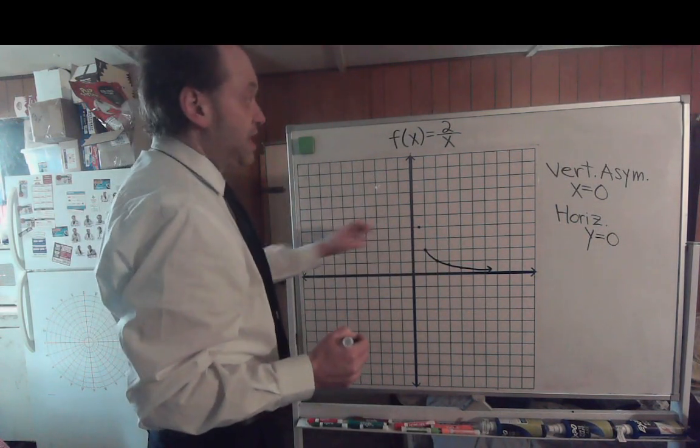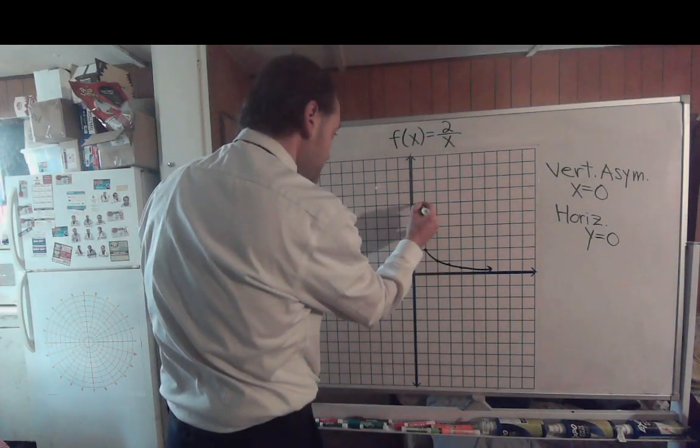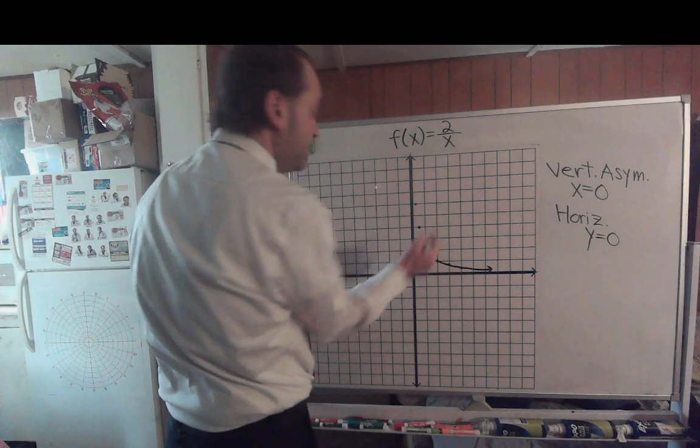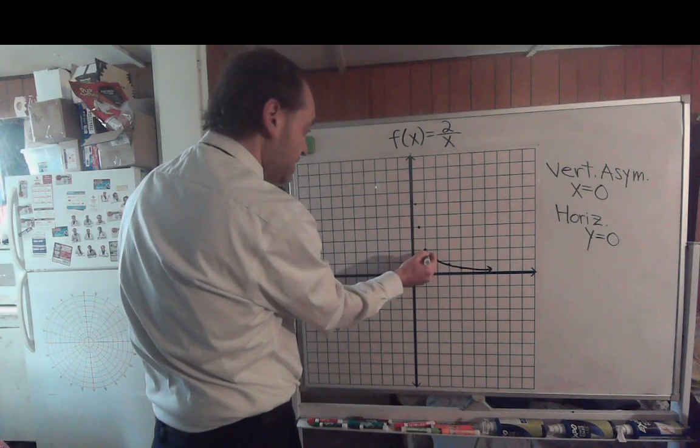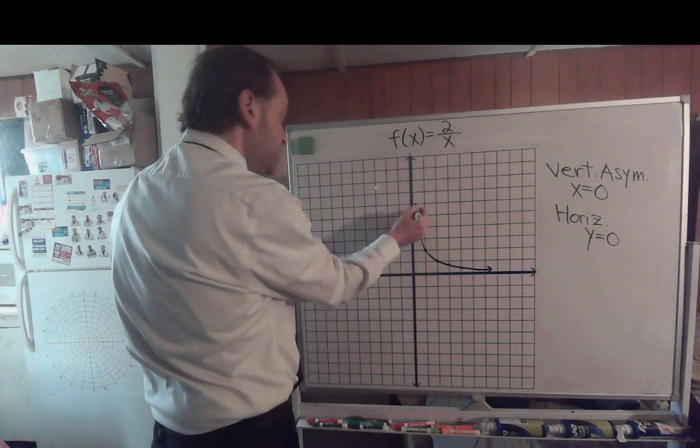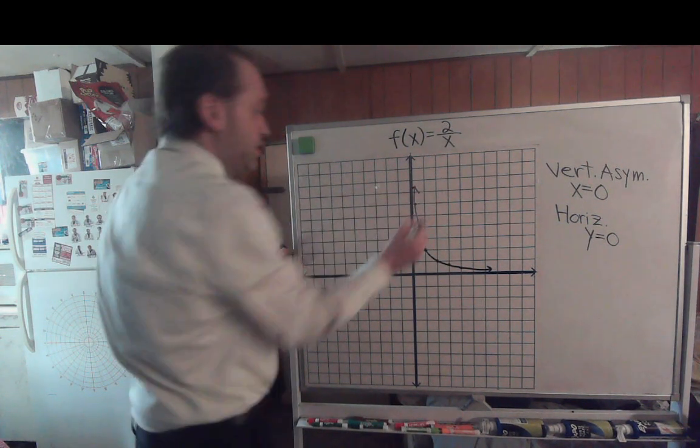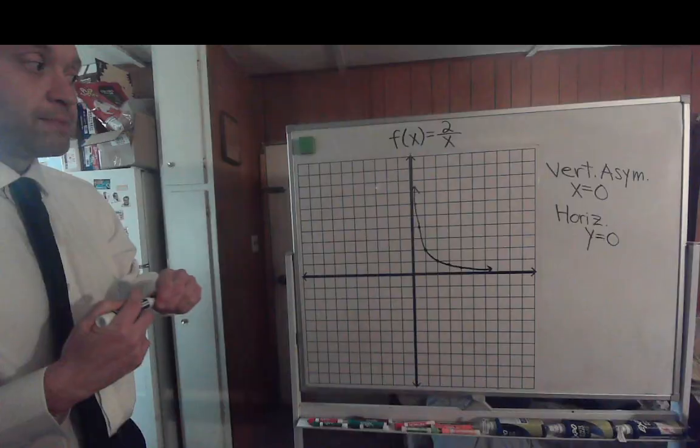Then 2 divided by 1/3 would be 6. That would be up here. And you see it gets infinitely closer and closer on the left side to that x value of 0, but it doesn't actually reach it.